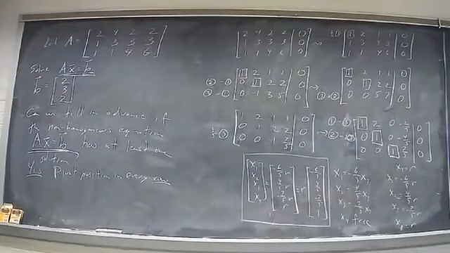So pivot position in every row, at least one solution for every B. Pivot position in every column, at most one solution for every B. You can't have a pivot position in every column this time because you have at most 3 pivot positions. You can't have more pivot positions than you have rows, and you can't have more pivot positions than you have columns.